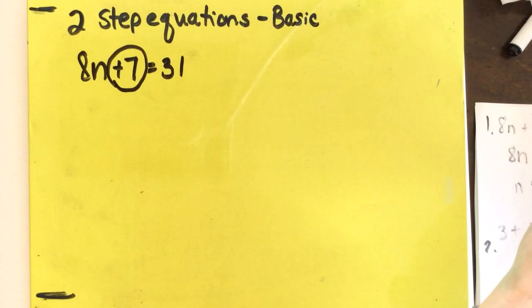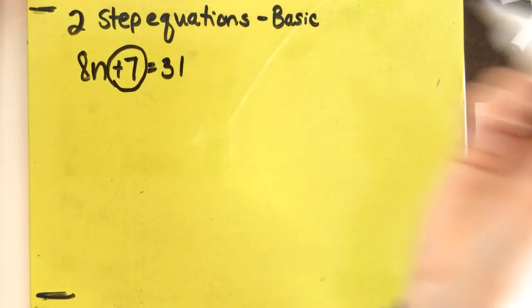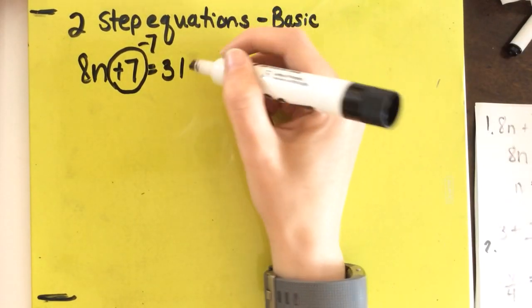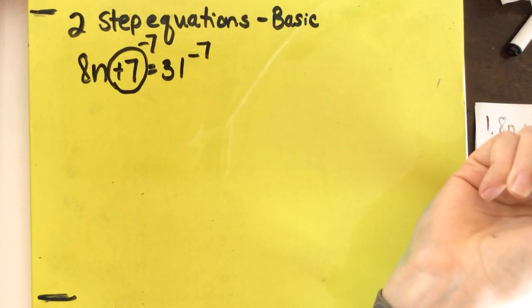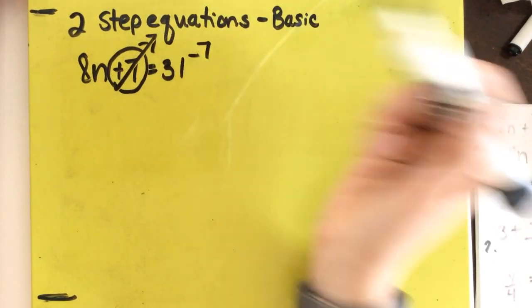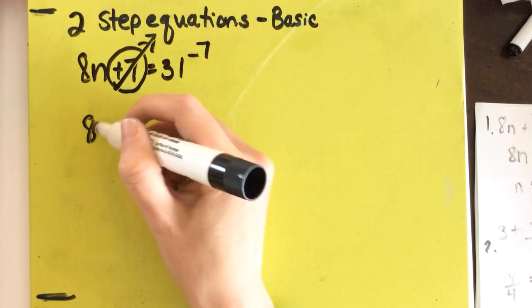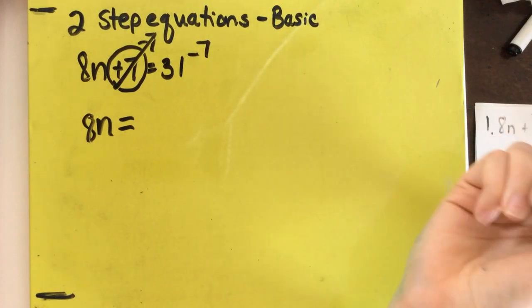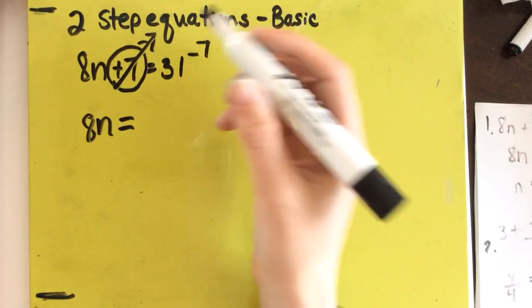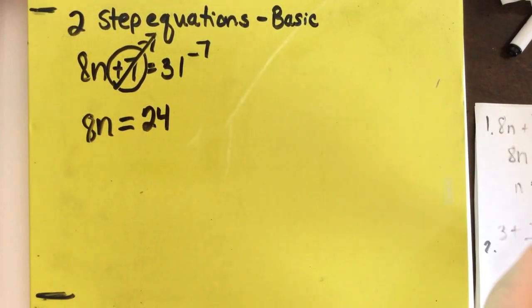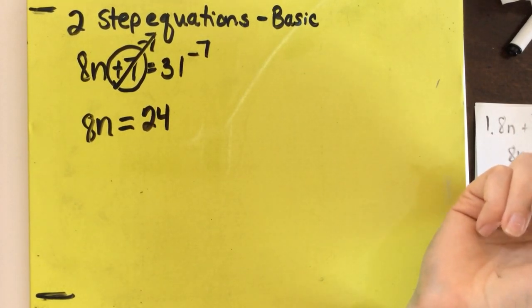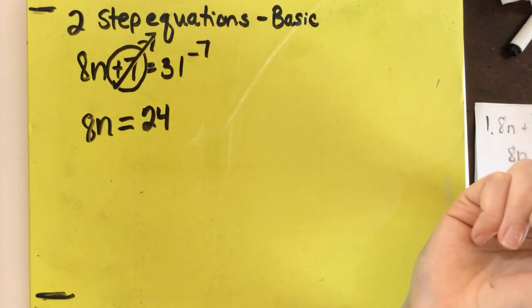If we want to get rid of a plus 7, we need to do the inverse operation. So we need to subtract 7. And if we subtract 7 from one side, we need to subtract 7 from the other side as well. This will cancel out, giving me 0. So I just end up with 8n plus 0, which we just leave as 8n, equals 31 minus 7 is 24. Okay, so that's my first step, but I still have a number attached to my variable, and I want to have it by itself.